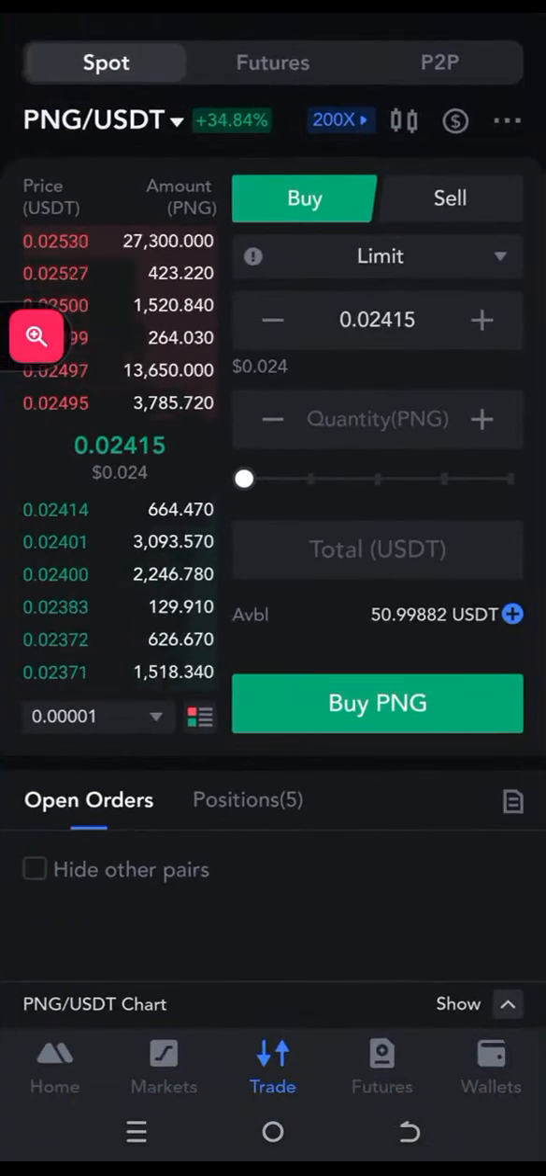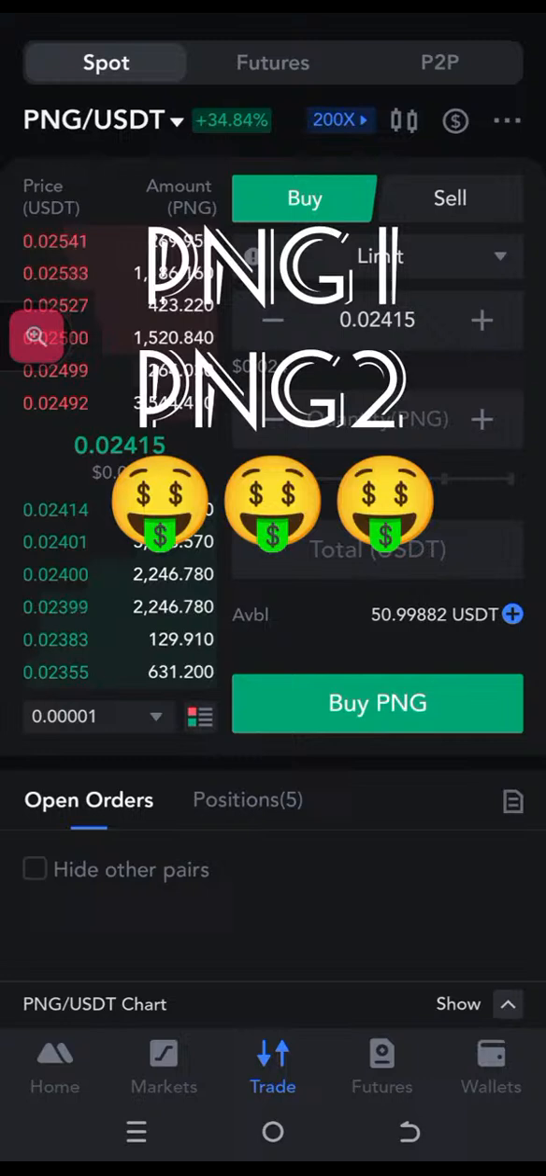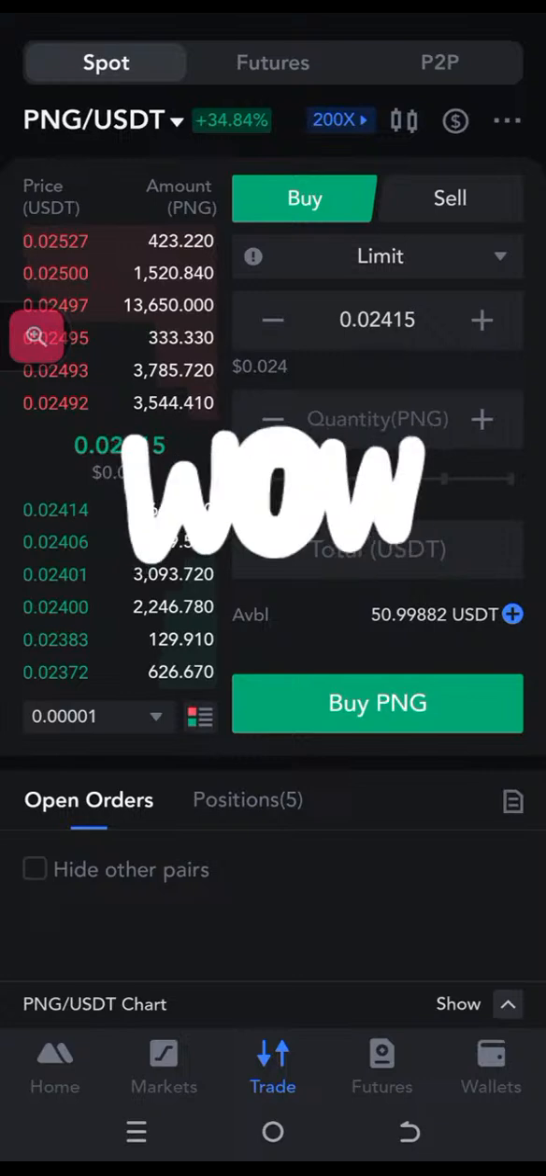Can you just see that? We made almost $1, which was almost 2% on PNG, PNG1, PNG2. Now remember that in PNG1, we got 55 cents. We were just trying to be conservative and just get out of the trade. And now we did the second one, and of course, this is awesome. We were able to get almost 2% on this trade. That's like 1.98%. Beautiful. Wow.